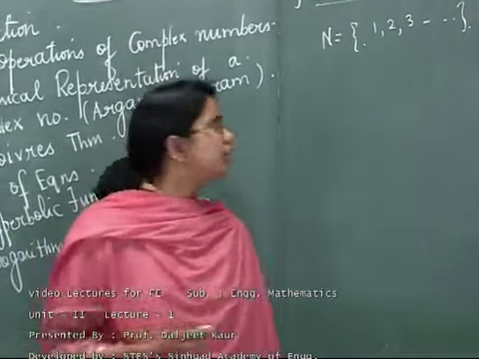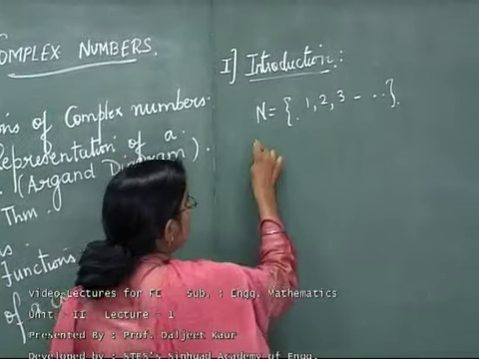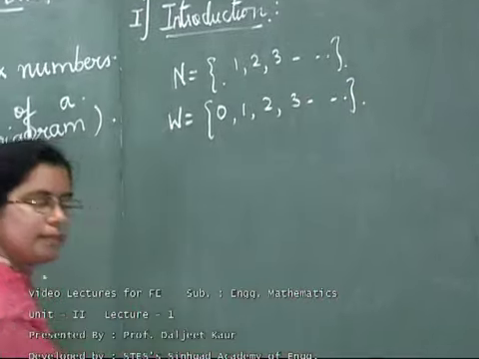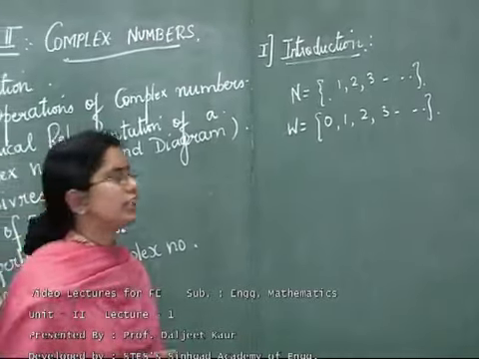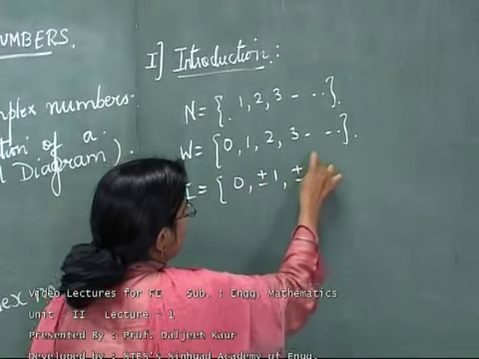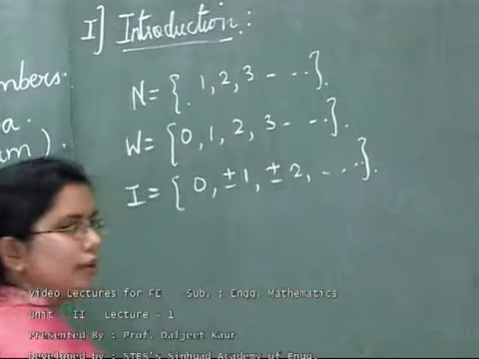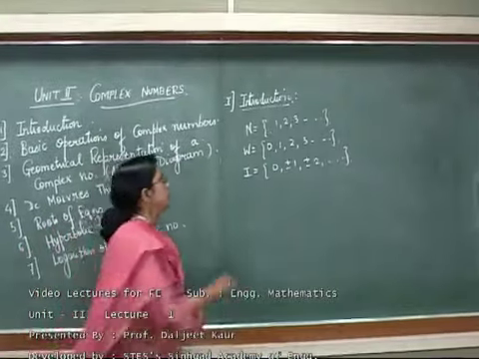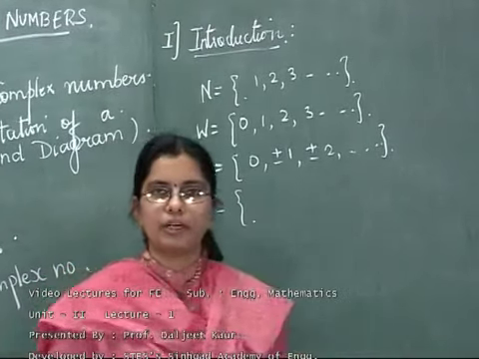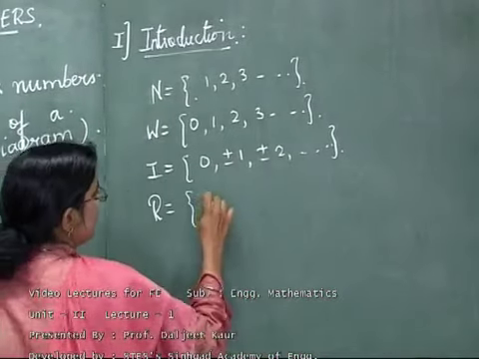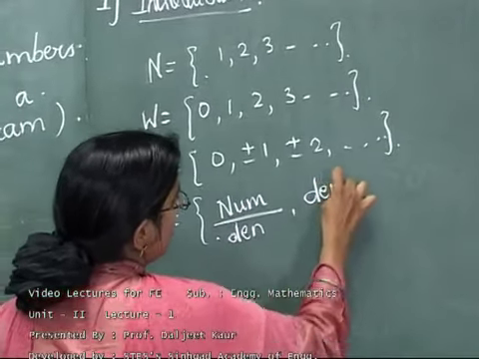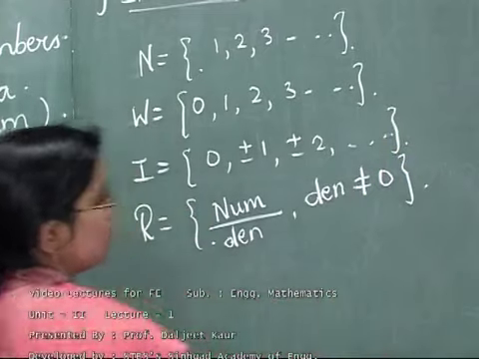You take a little larger set, that is the set of whole numbers: 0, 1, 2, 3, and so on. You take a still larger set, that is the set of integers: 0, plus minus 1, plus minus 2, and so on. Then you come to the set of rationals. How do you define rational numbers? They are numbers of the form numerator upon denominator, where the denominator is not equal to 0.